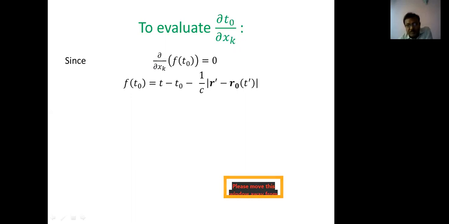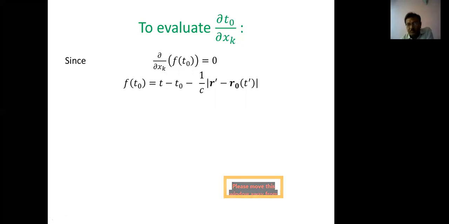Guys, today I would like to stop here, but honestly, do not copy from anywhere and do not catch the things floating in the air. Just try it yourself. The given function is this, and the condition is given right there. See if you are able to evaluate ∂t₀/∂x_k.